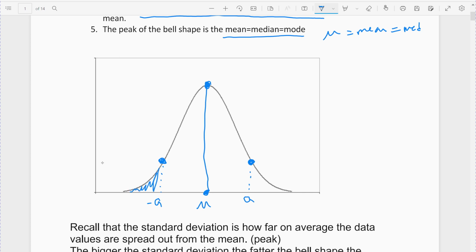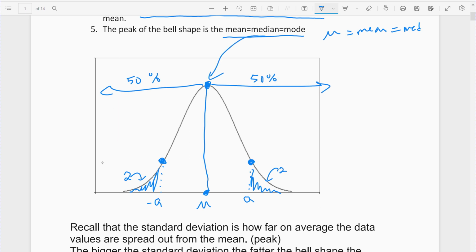Whatever this area here is would be exactly the same as this area here. So if this area is 2, this area over here would also be 2. Right? And so again, if this was negative 5, this would be positive 5. And so that's what we mean by it's symmetrical. 50% of the values land on this side, 50% of the values land on that side. Again, that's what median means, right? Half of the data set lands above the median, half of the data set lands below the median.